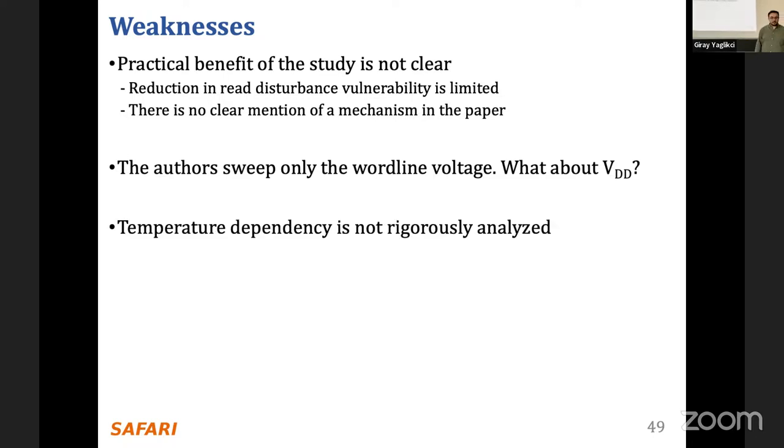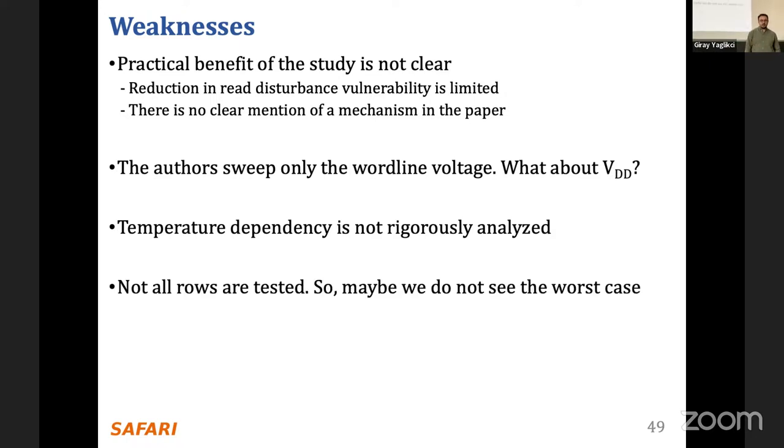Okay, temperature dependency is not rigorously analyzed. You see wordline voltage for different data points. You have many chips to test, and you can test a few different temperature levels. But if you want to go really rigorous, you need to test every wordline voltage at every temperature level. Also, you need to test all rows, and you need to find the worst case for every single DRAM cell. So when you want to go rigorous, there's no end to that. And it really takes a lot of time. To execute a project in a limited amount of time, you basically need to sacrifice some of these. So this paper sacrifices temperature and testing all rows. It samples a few thousand rows.